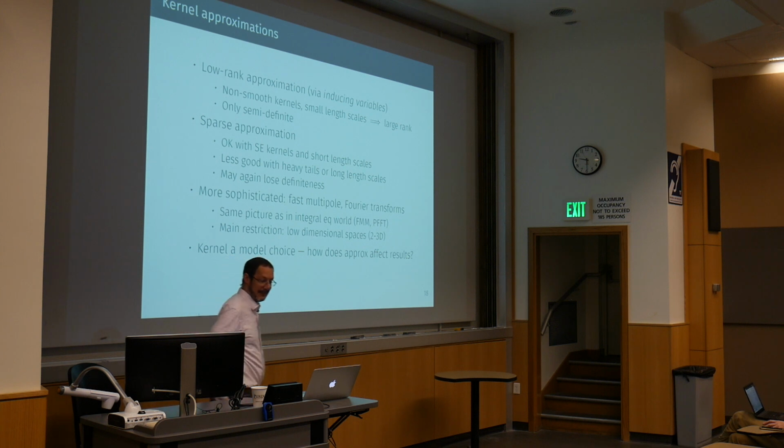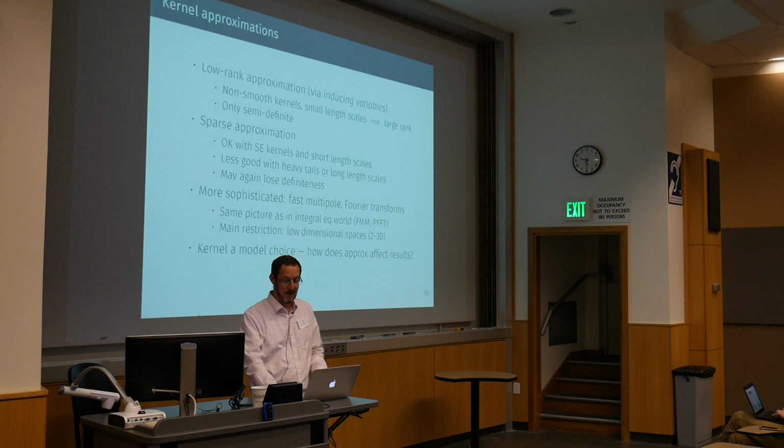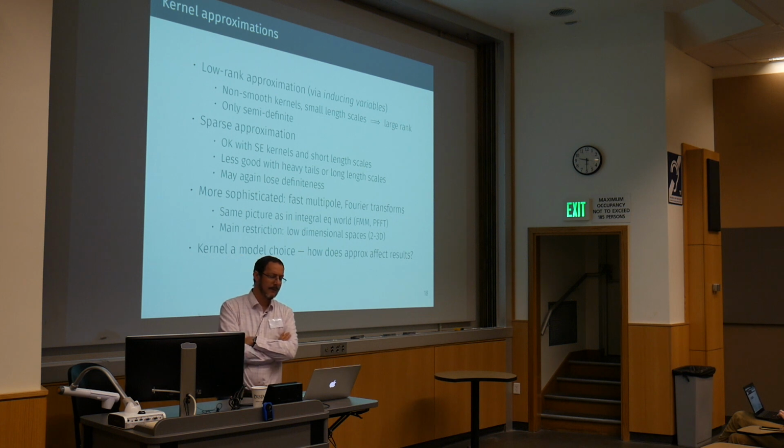So back in the 80s and 90s, the people in the integral equation world invented fast multipole methods. And that got ported into the kernel ridge regression literature. So Beatson worked with Leslie Greengard on some of this stuff. As far as I can tell, it mostly didn't make it into the Gaussian process literature. I've never figured out why.